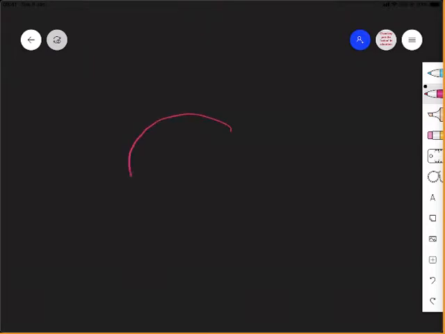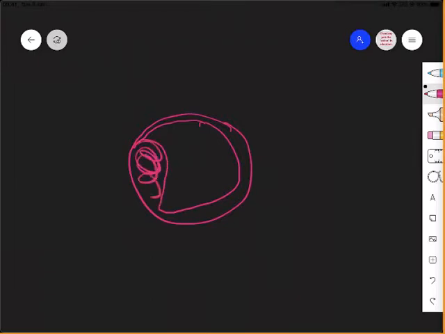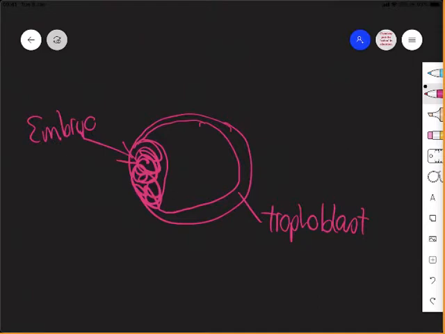So you can see this screen, can't you? Yeah, so this is essentially what you have. This lumpy part over here will become the embryo eventually. And this part here is called your trophoblast, and that's going to become your chorion and your amnion. Does that answer that question?